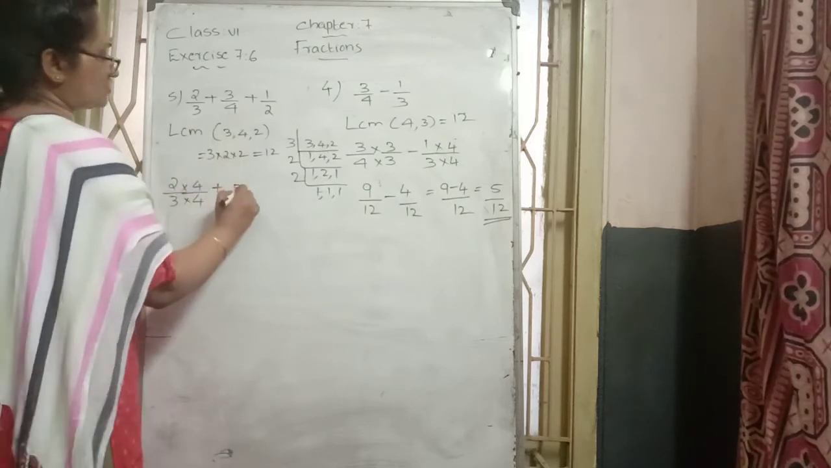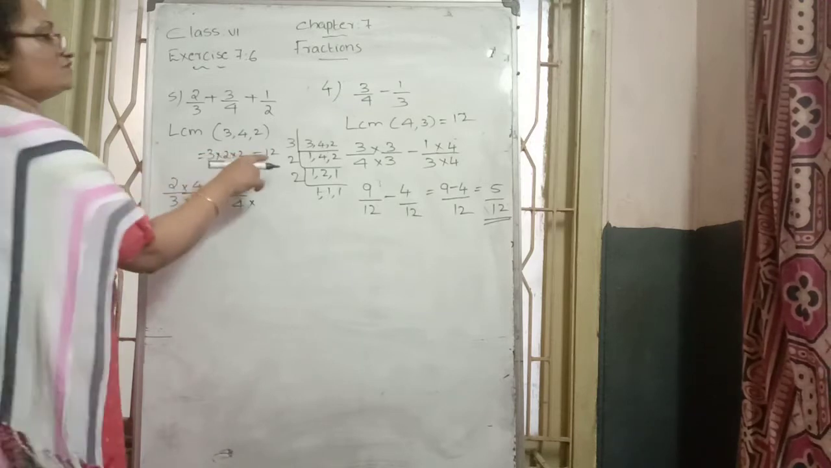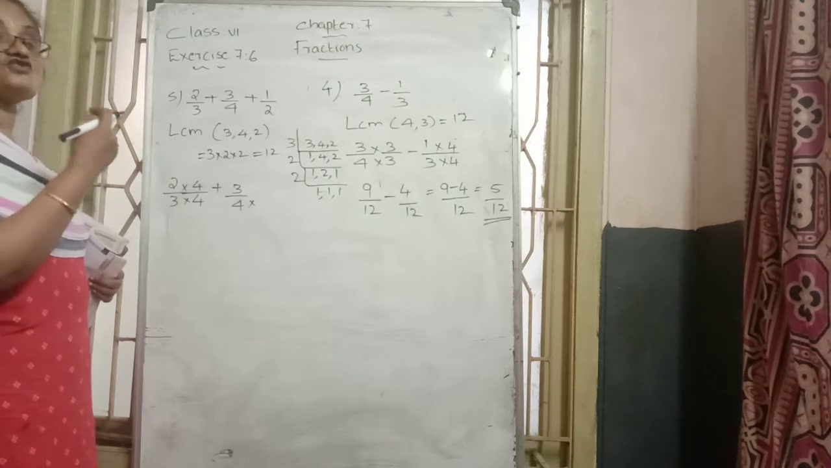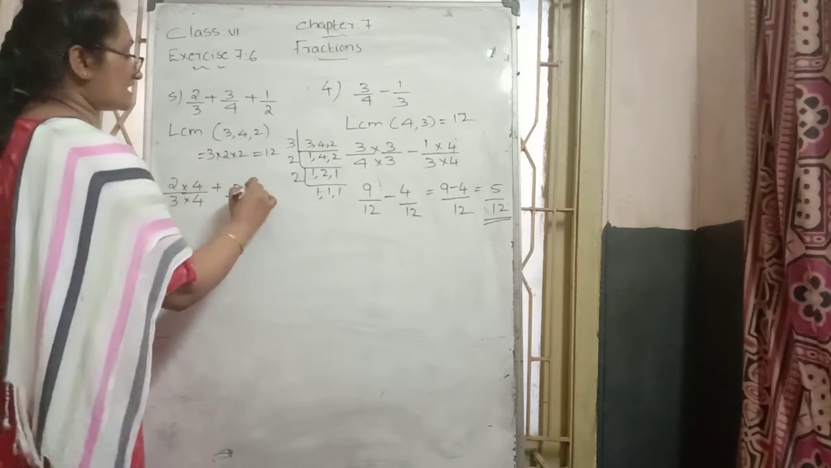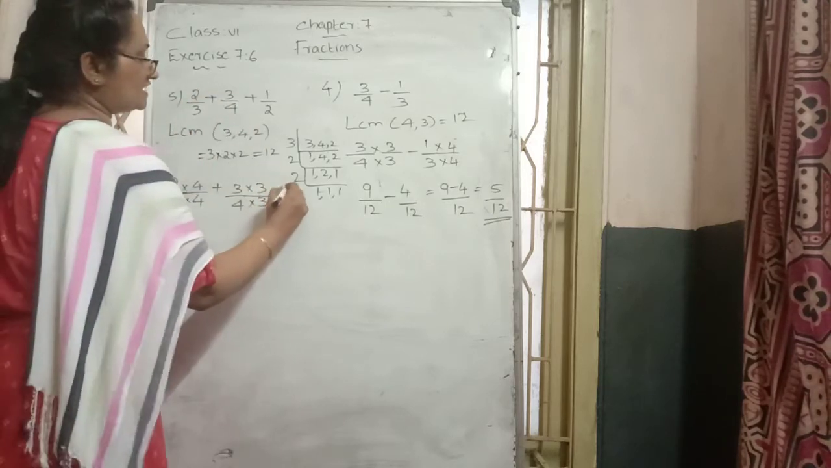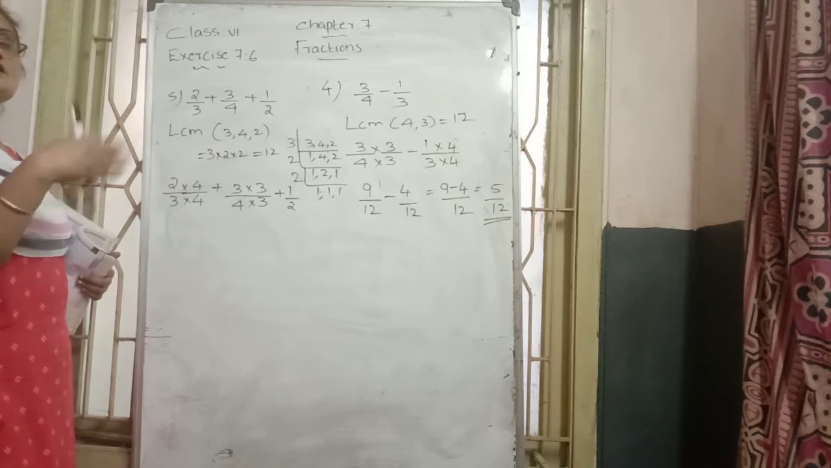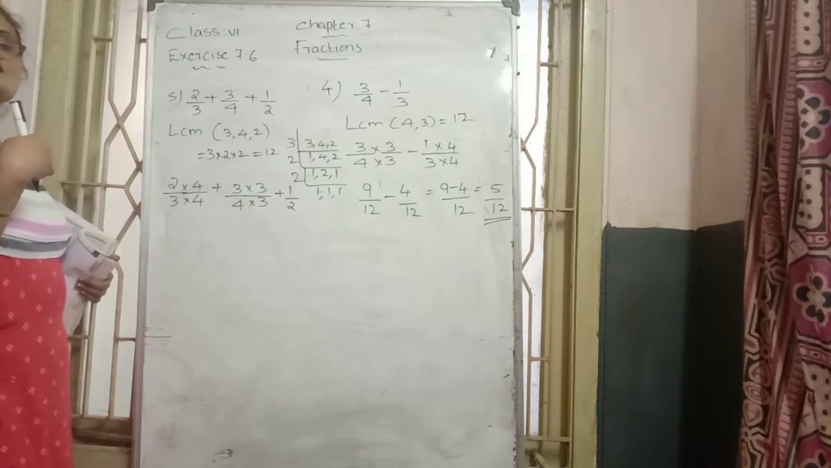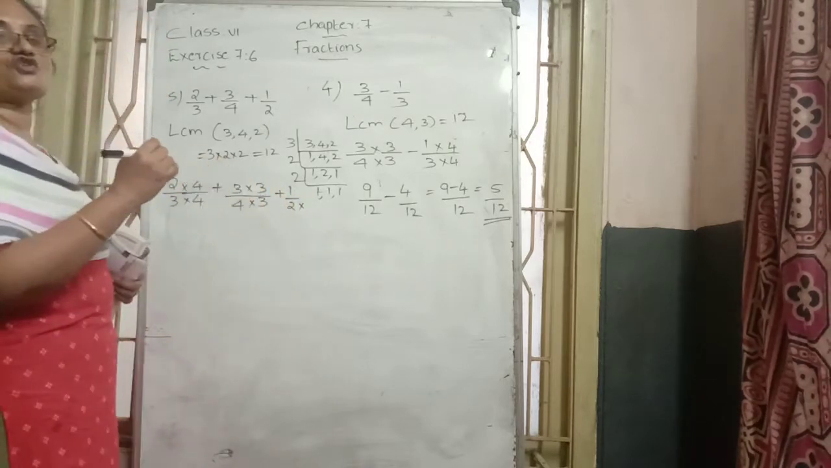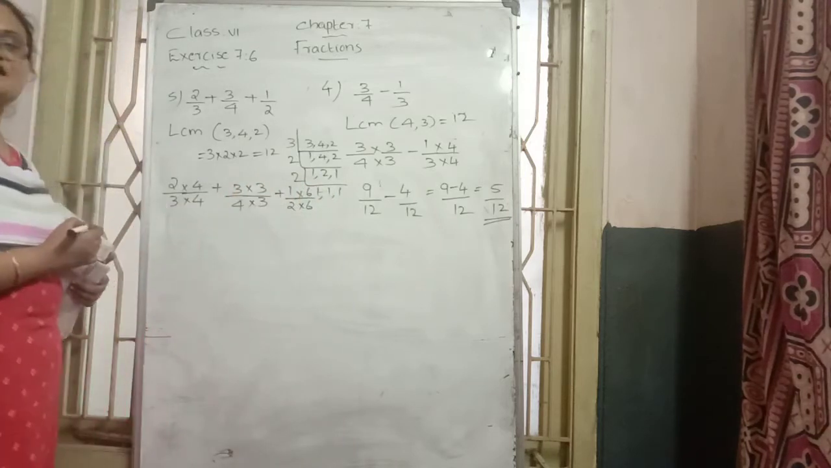Plus, the second fraction also, 3 by 4. Here a 4 table, the denominator is 4. Our aim is to change the denominator to 12. How to change? A 4 table, when we get to 12, 4 3s are 12. So in numerator and denominator, the same 3 is used to multiply. Plus the third number, that is 1 by 2. Then here also our aim is to remove 2 and insert 12. How to do it? Just thinking 2 table, when we get to 12, 2 6s are 12. So the same 6 is used to multiply numerator and denominator.